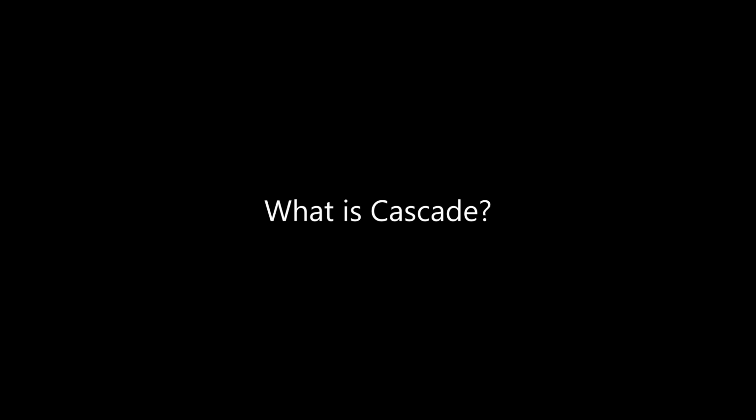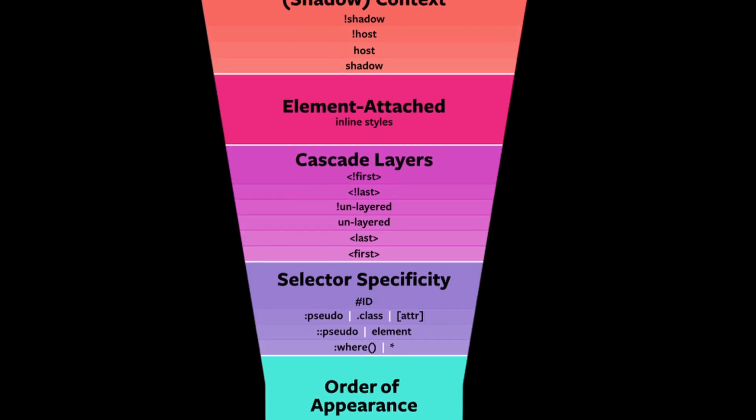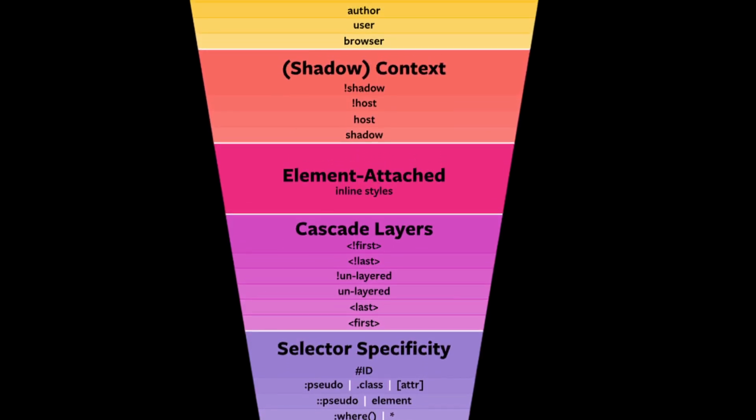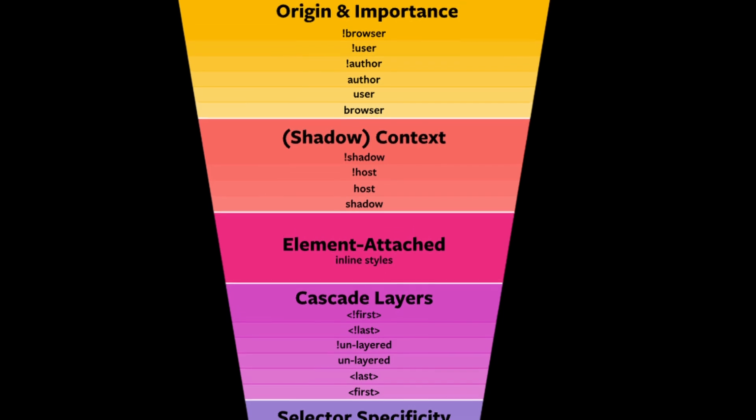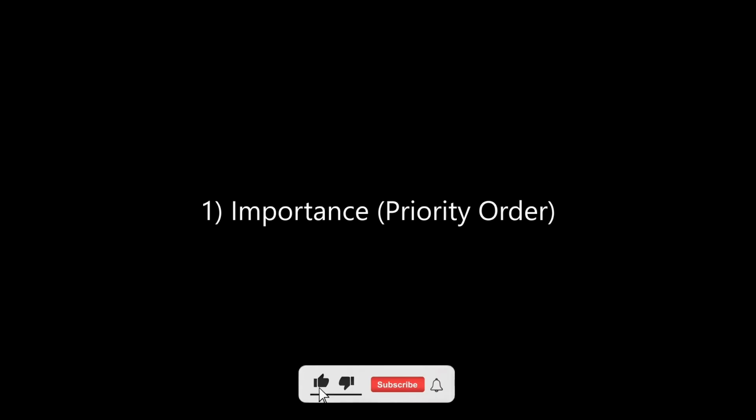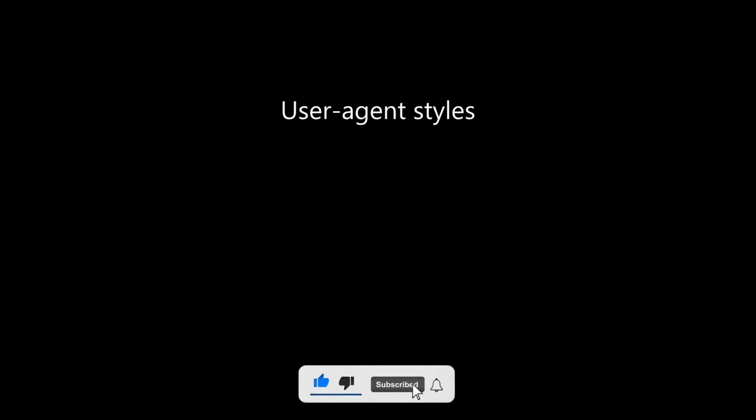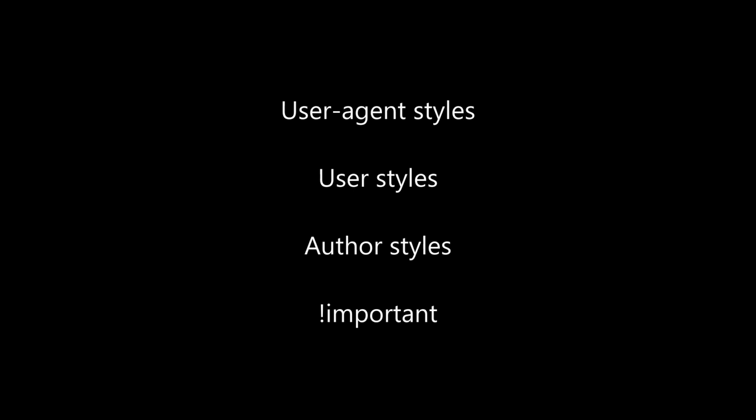What is Cascade? The cascade is simply how the browser decides which CSS rule wins when there are conflicts. There are three main steps the browser follows. Importance, which is priority order. User agent styles, user styles, other styles. Important wins above all. Specificity.